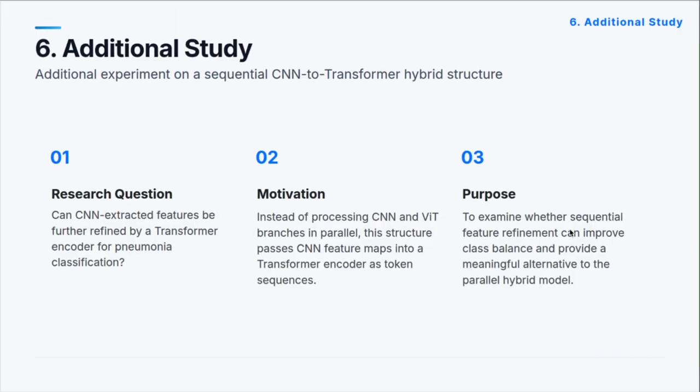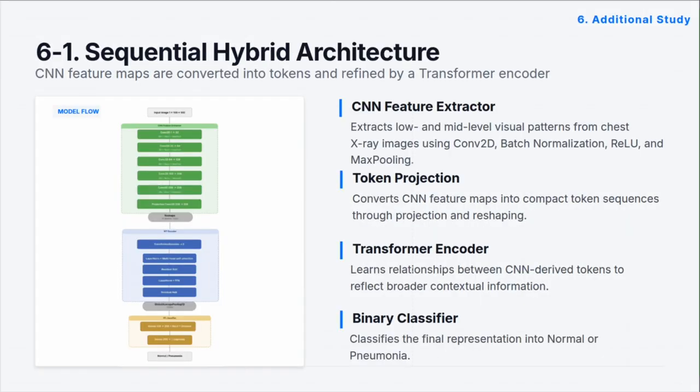To further validate the effectiveness of the parallel hybrid approach, we explored a sequential CNN-to-transformer structure. Unlike the parallel approach, this model sequentially refines CNN features through a transformer encoder. In this structure, CNN first extracts feature maps. These features are converted into tokens and passed into the transformer encoder for contextual refinement. The final classifier then predicts either normal or pneumonia.